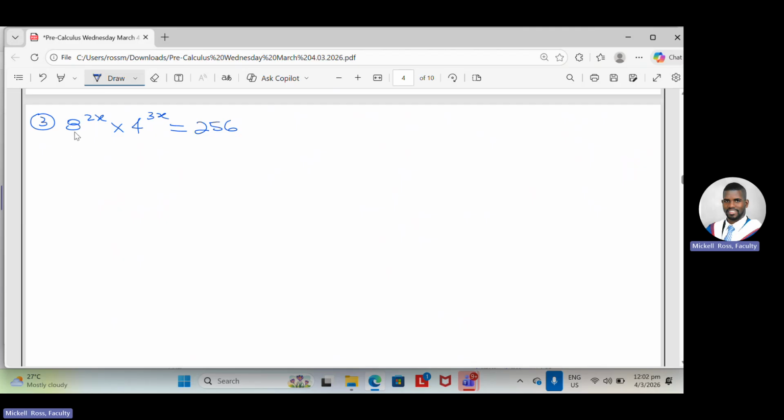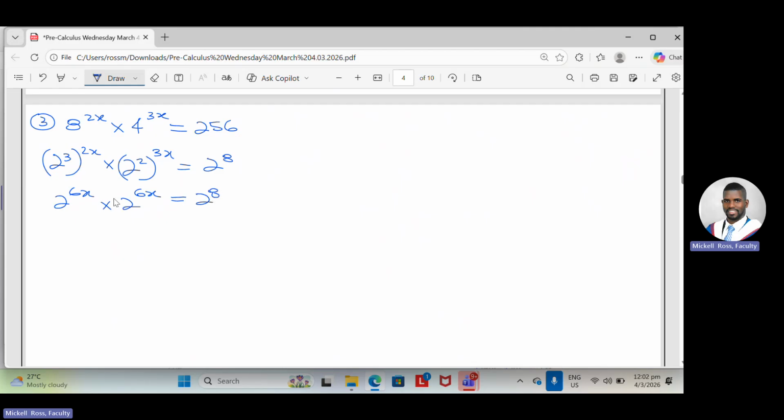So here we're going to have 2 cubed, that's 8, 2 squared, that's 4, and 2 to the 8th power, that's 256. All right, so that's what we'll end up with. 3 times 2x. So this is going to be 2 to the 6x times 2 to the 6x is equal to 2 to the 8th power.